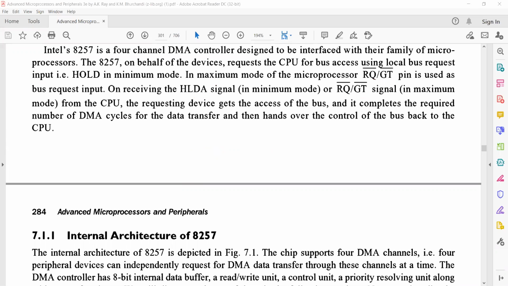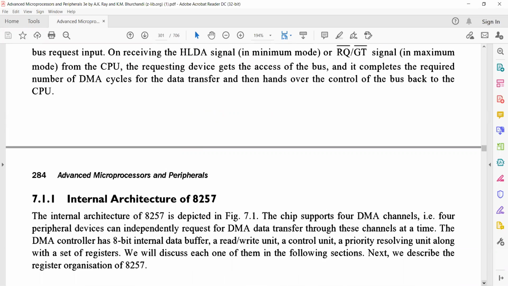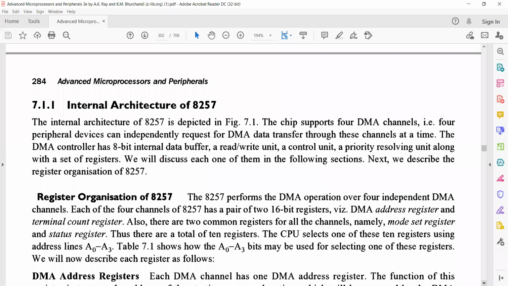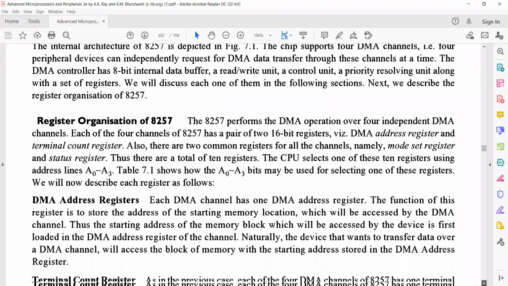So this is for those people who were not present in the earlier class. Now we'll come back to today's topic, that is the internal architecture of 8257. This is very important. First, let me show the diagram of the internal architecture.